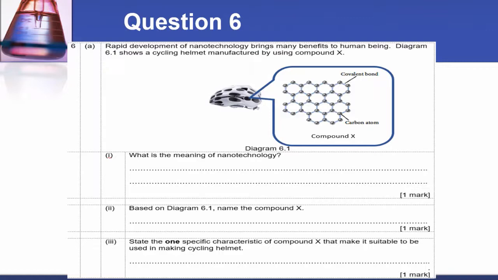Diagram 6.1 shows a cycling helmet manufactured by using compound X. From the diagram, we can see that compound X contains carbon atoms bonded together by covalent bonds. Compound X consists of a single layer of carbon atoms. 6A1. What is the meaning of nanotechnology?